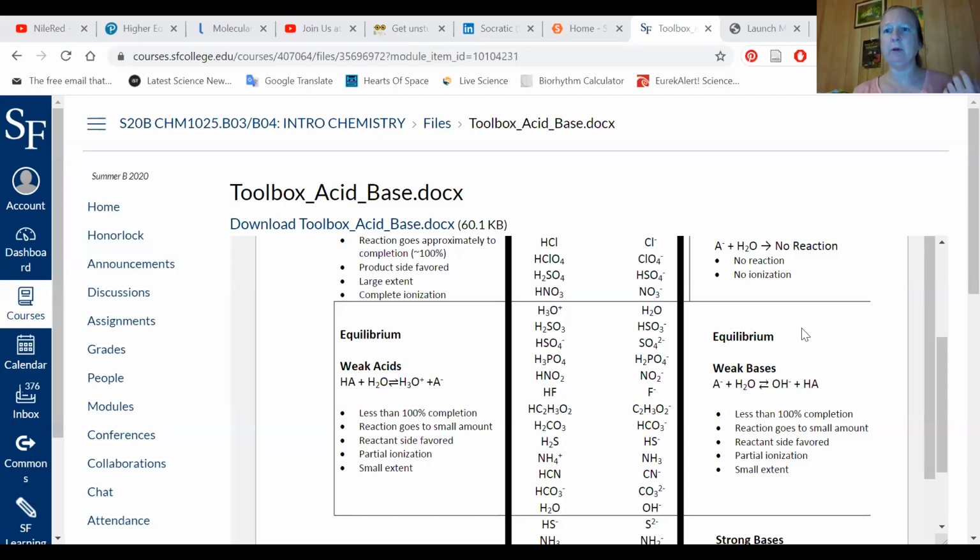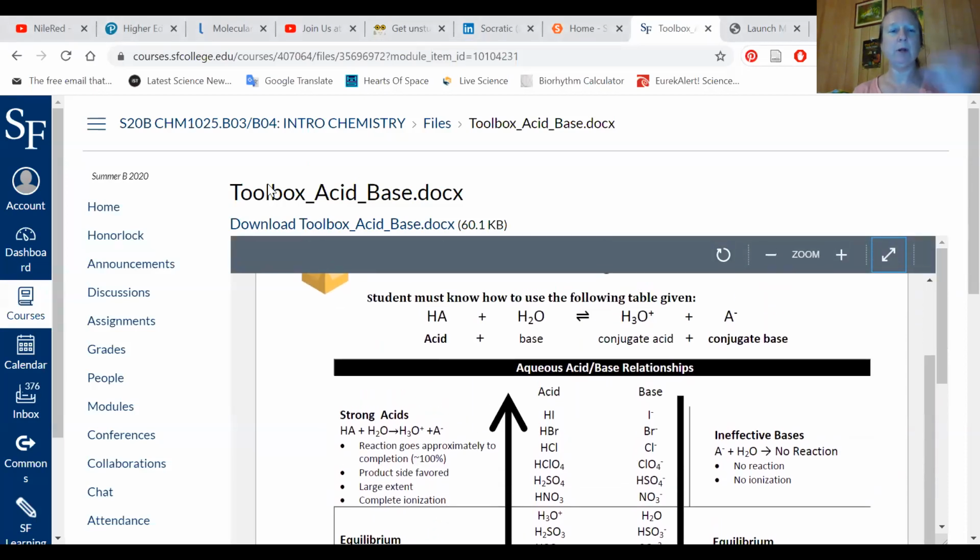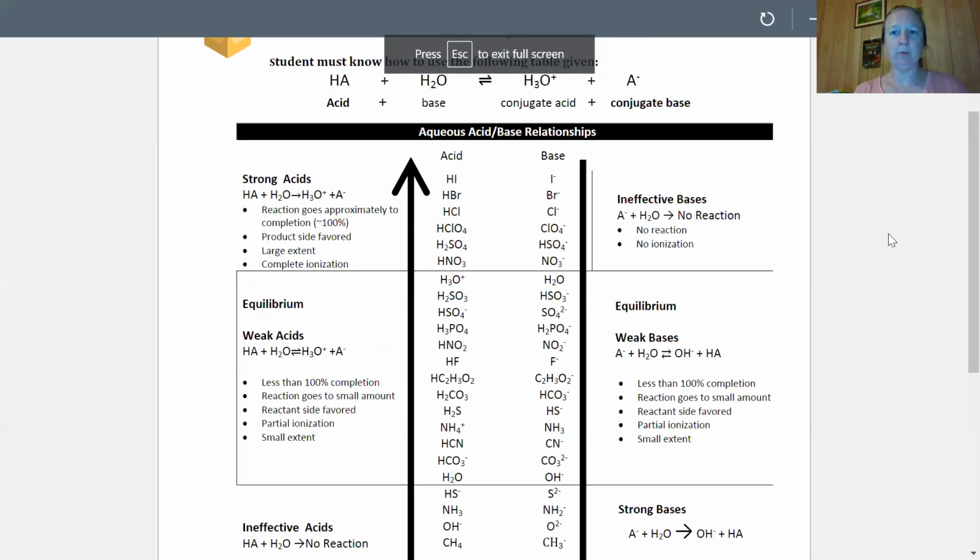What am I trying to do here? I'm going to pop this out. You go to module 8, and it's called Toolbox Acid Base. And if you can print it out, that's great, but otherwise put it somewhere where you can refer to it frequently. This table shows you these strong acids, the big 6 you need to know.